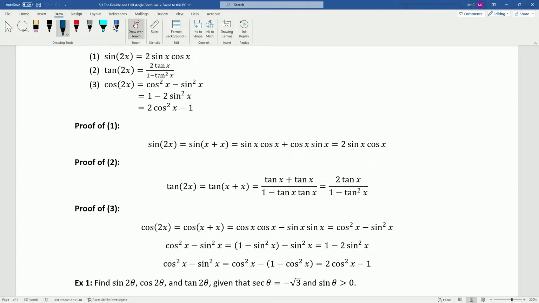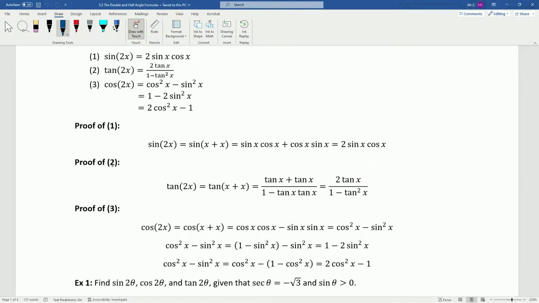So proof of the first formula, sine of 2x. 2x is the same thing as x plus x. So if we apply our sum formula for sine, this is sine of x cosine of x plus cosine of x sine of x. But of course, since my angle x is the same here, and I can multiply in any order, these are really the same thing. So if I add one apple plus another apple, that's 2 apples. 2 sine of x cosine of x.